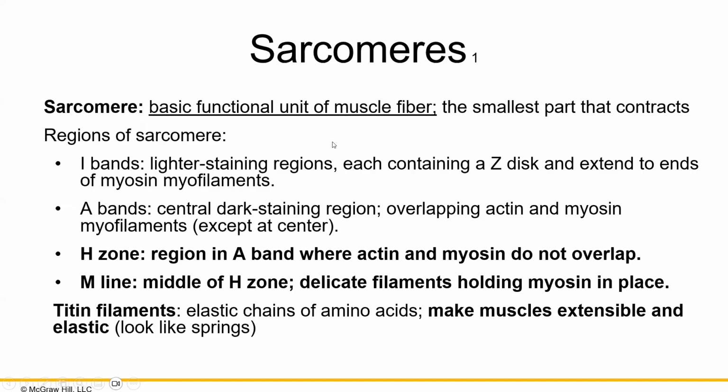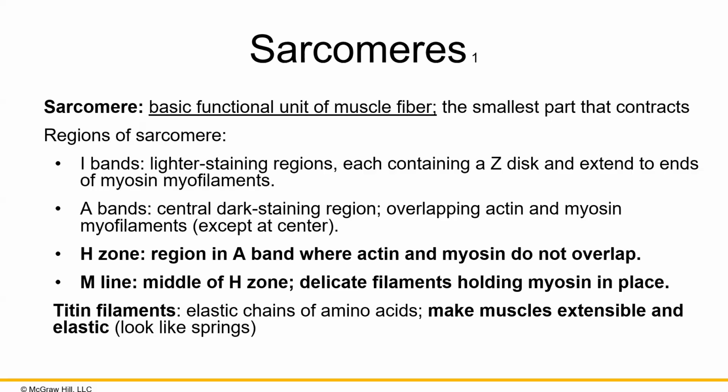So we said our I bands are going to stain lighter. That's just our actin and Z disc. Our A bands stain darker. So there's our striated appearance. And that's going to be the overlapping of actin and myosin, except for within that H zone. So remember, the H zone was the middle portion of the A band, and we had no overlapping. And then those chain links, the silver going down the center, is our M line, which are delicate filaments, and that's the anchor for our myosin. So Z discs anchor actin, that's our thin. Delicate filaments anchor myosin, that's our thick.